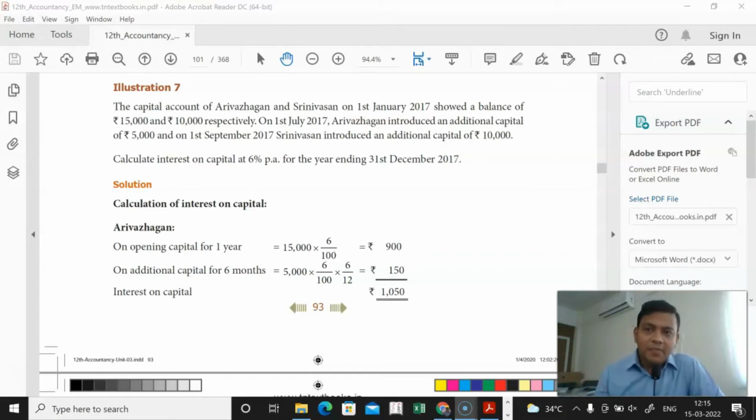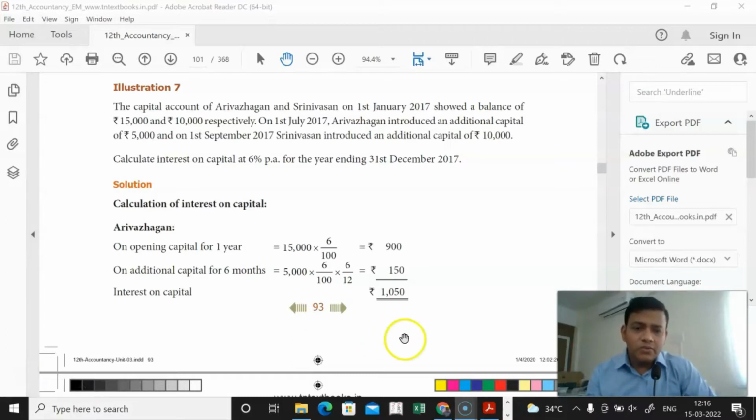Illustration: the capital accounts of Arivaragan and Srinivasan on 1st January 2017 showed a balance of 15,000 and 10,000 respectively. On 1st July, Arivaragan introduced an additional capital of 5,000, and on 1st September 2017 Srinivasan introduced additional capital of 10,000. You have to calculate interest on capital.